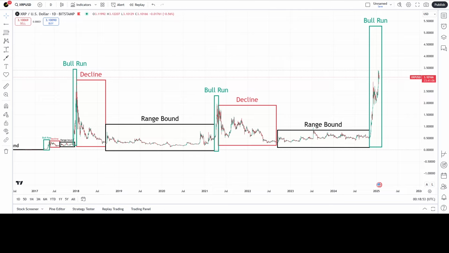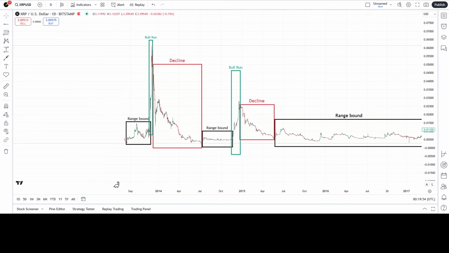So be prepared for that to eventually print on the XRP chart. After the decline, there is a range-bound time. Now, I take these bull runs, declines, and range-bound times, and I break them up into smaller structures. These smaller structures repeat to make up the larger structures, and these larger structures repeat over and over again. If we went to the beginning of the XRP chart, we could see that these same structures are present. It starts with a range-bound time. It goes into the bull run, then into the decline, and into the next range-bound time.